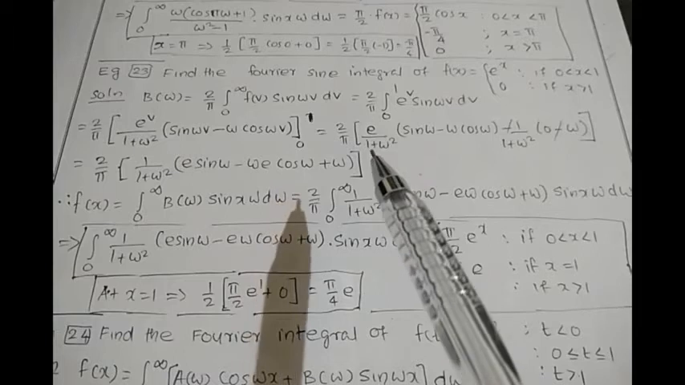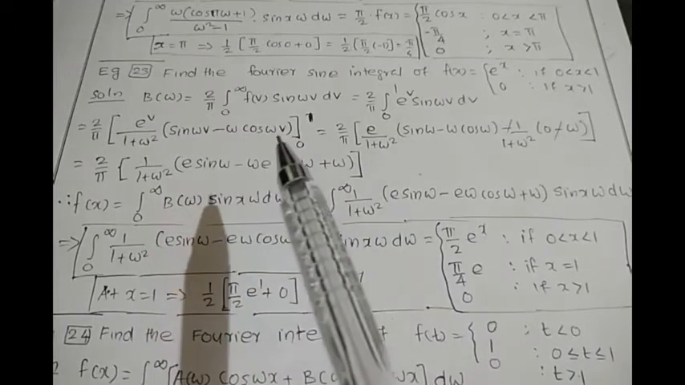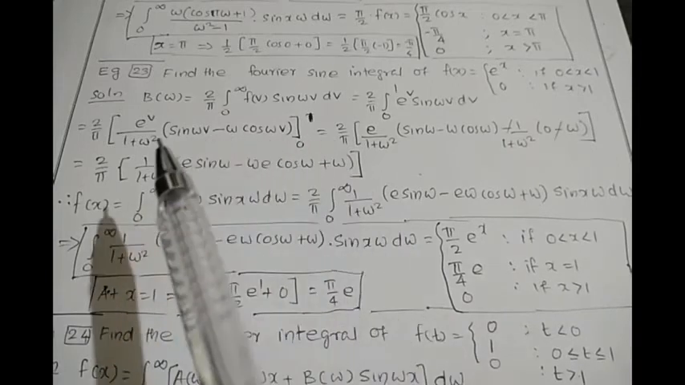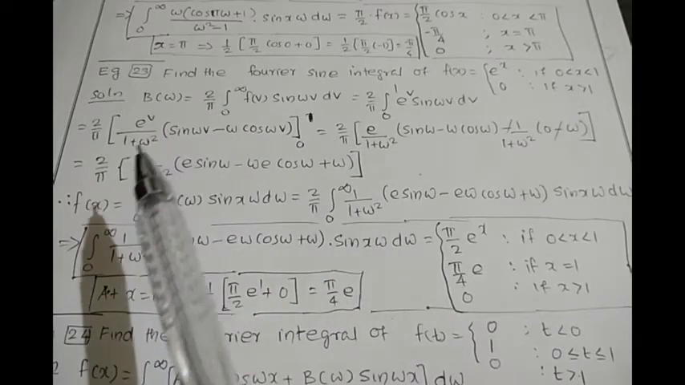So here 2 by pi is taken out, that is common for both. And we have to apply the upper limit 1 here. So e raised to 1 by 1 plus omega square. So e raised to 1 is e, so e by 1 plus omega square, sine omega into 1 means sine omega, minus omega cos omega into 1 means omega cos omega, minus the lower limit, which is 0 here. If you are applying 0 here, e raised to 0 is 1 here. So 1 by 1 plus omega square will come.